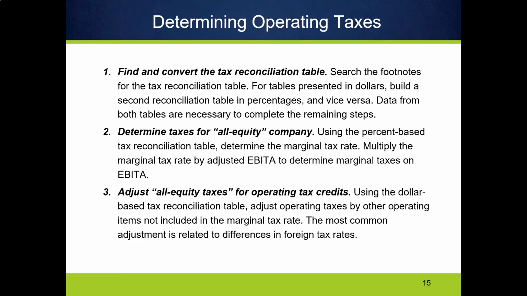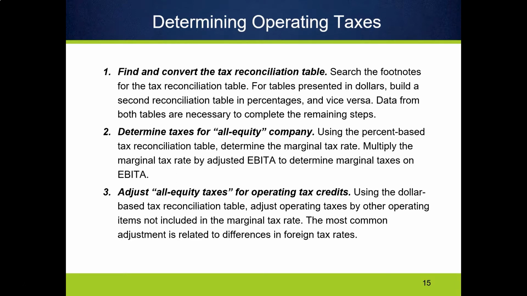Okay, so the first thing that we need to do, and I actually showed you this in the DCF example, I showed you this table. We need to find and convert the tax reconciliation table. This is a table that's in the footnotes to the 10K. It is going to describe the taxes that are paid out. It's called the tax reconciliation table because it's going to tell you how the final tax number on the income statement is determined based on all the different tax sources that the firm has to pay.